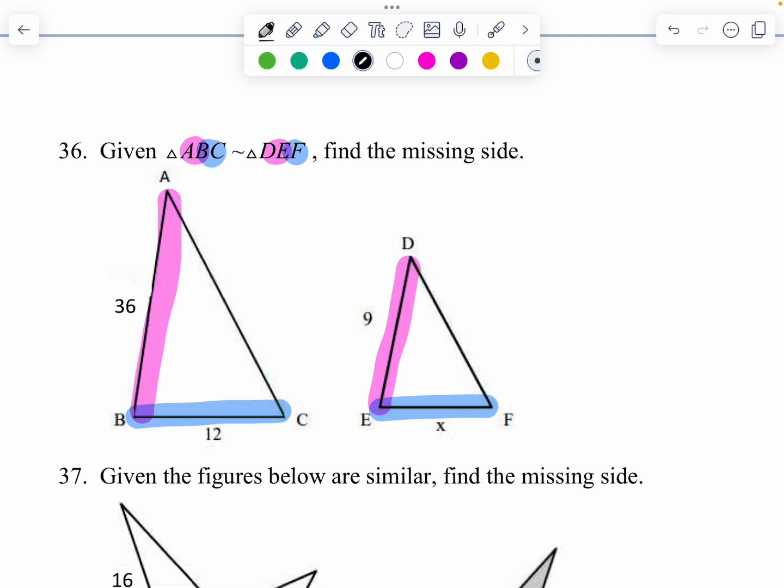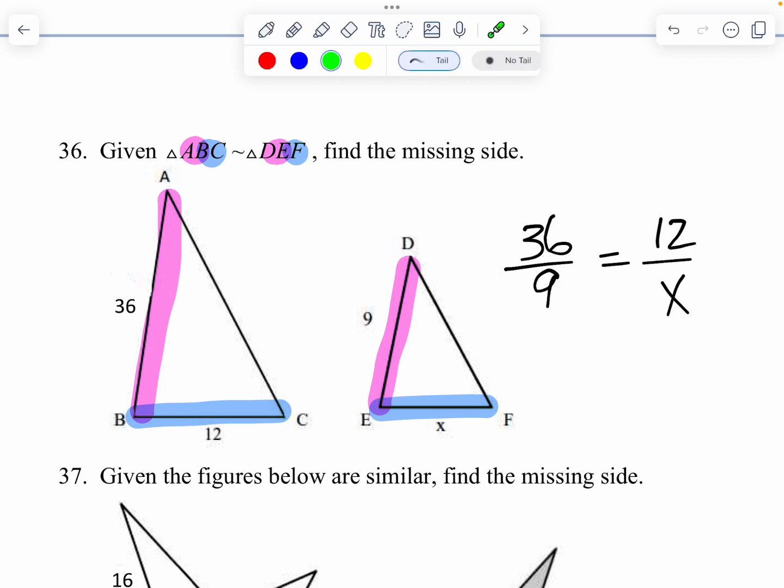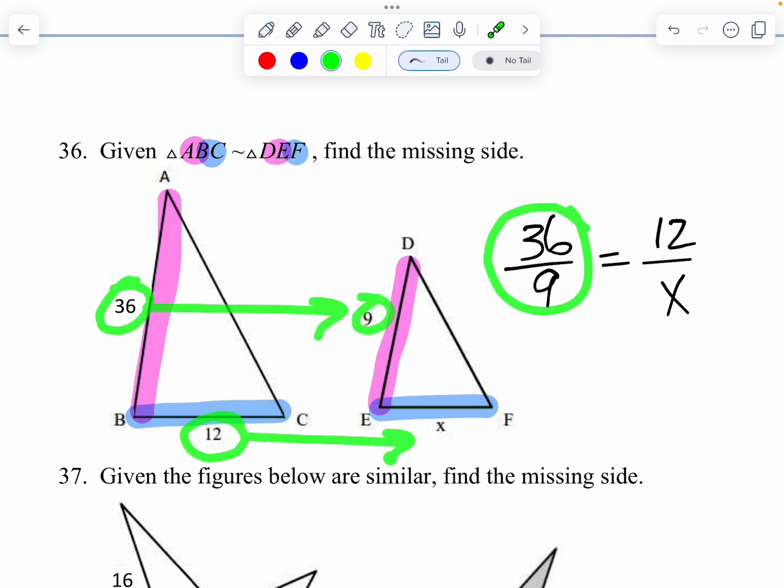And I'm going to make some fractions, okay? I'm going to take my pink sides, 36 and 9. I'm going to make a fraction out of it. Could I put 9 over 36? Yes, that would just mean you'd have to put X and 12. But since I did 36 first, I'm going to do 12 first. You do have to keep the order consistent that you're doing. But these are my 2 pink sides. 36 over 9 equals 12 over X.